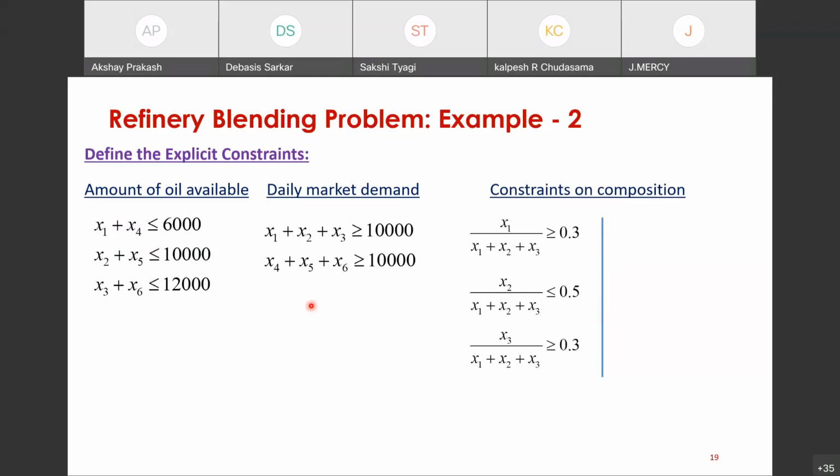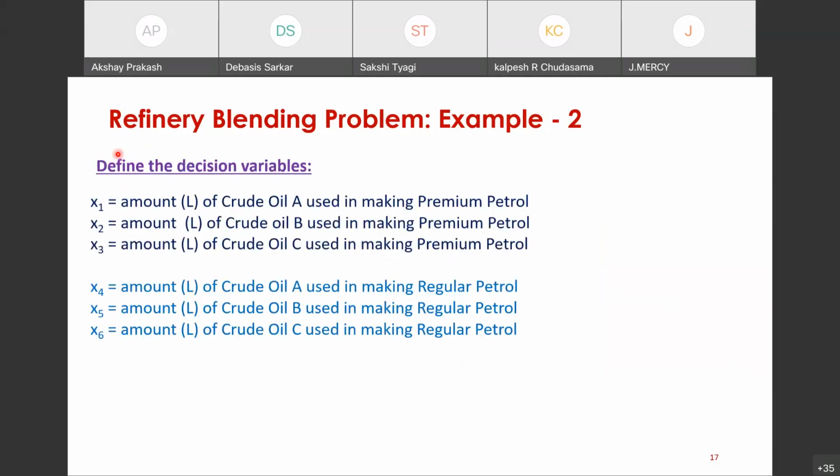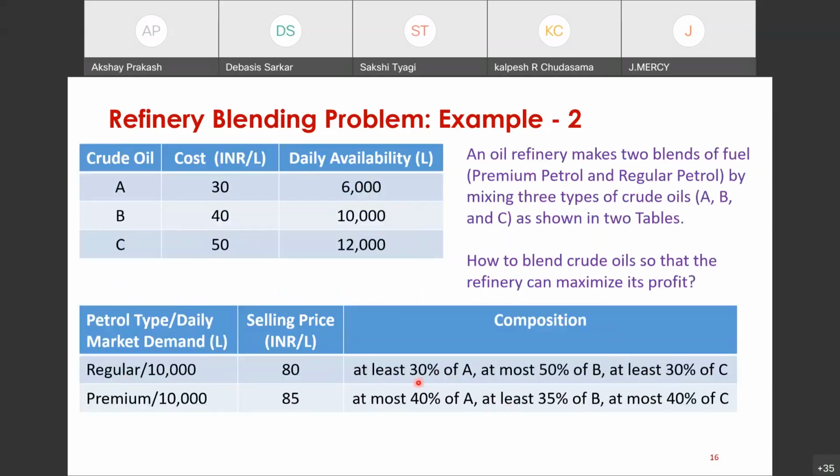Now comes the composition, which is a bit tricky. Your regular petrol contains at least 30% A, at most 50% B, and at least 30% C. Note that these don't have to add up to 100% because they're at most, at least, etc. So how do I write this constraint?